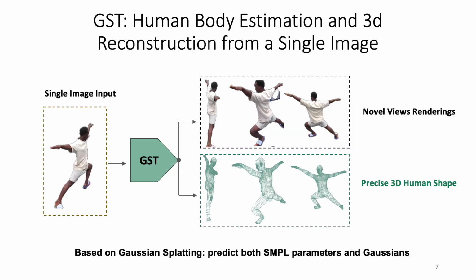In this work, we jointly predict the 3D human body shape and pose, and we also do 3D reconstruction of the human body from a single image. We reconstruct a 3D representation that we are able to render from any view to achieve novel view synthesis and novel view renderings that include clothes, for example, and colors of the human.